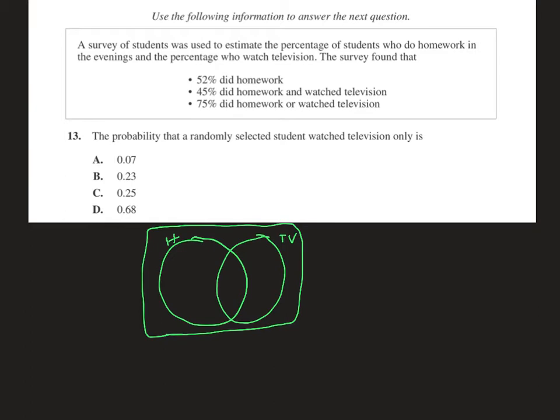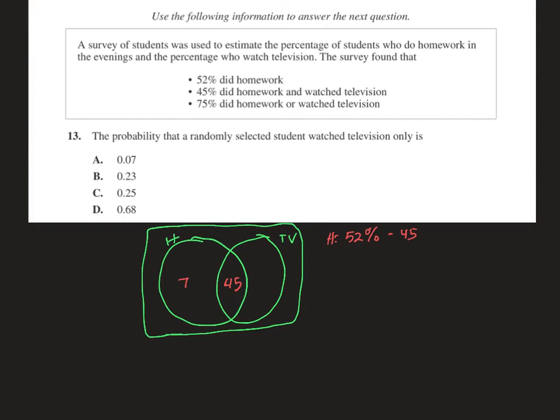Now, if possible, if you have the "and," that's where you want to start. And so we're going to put 45% on the overlap of the two circles. Now, they told us that 52% did homework, so everything in the homework circle should add to 52. If we subtract the 45, we'll get the students in this empty area that only did homework, didn't watch TV. So that would be 52 minus 45, that's 7%. Only did homework, not watch TV.